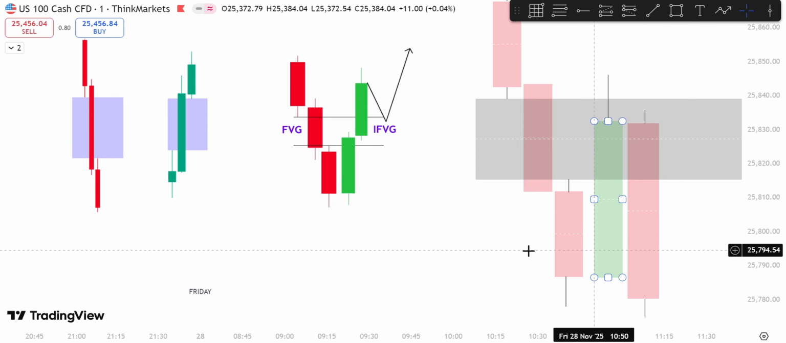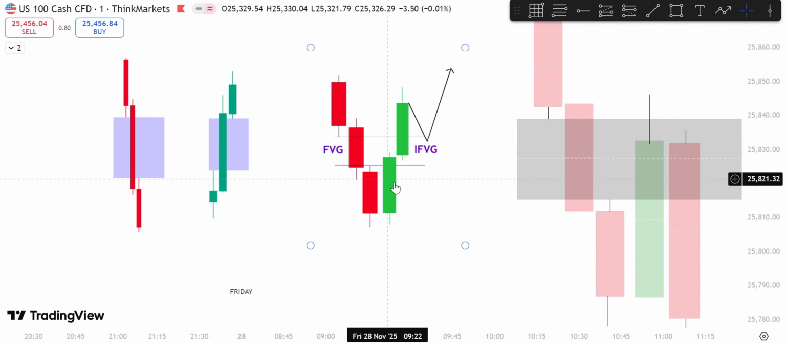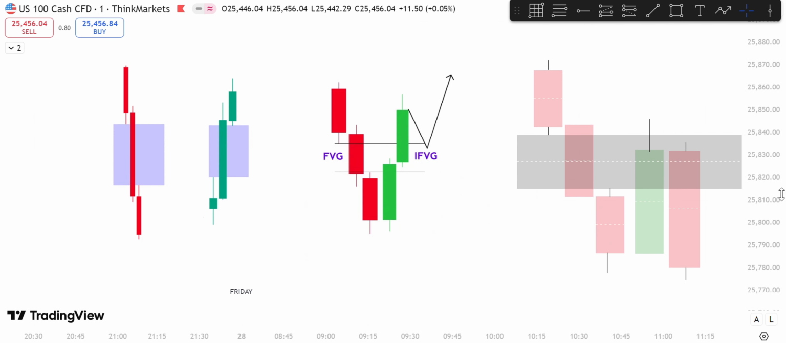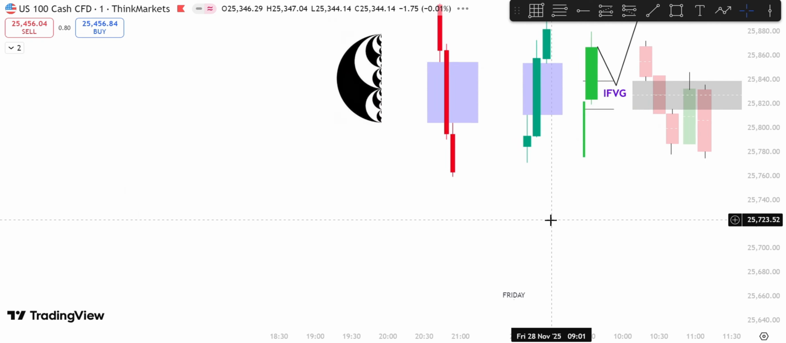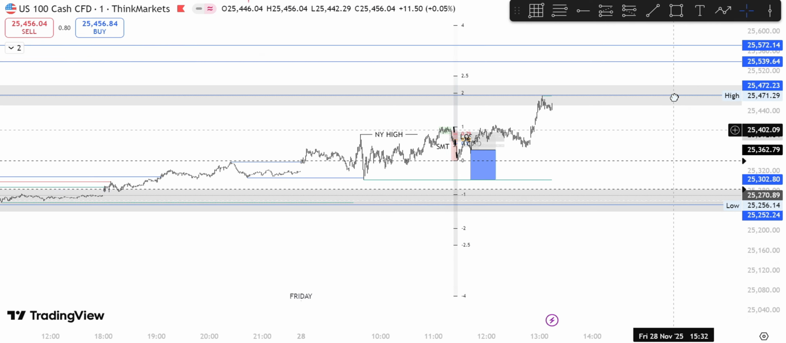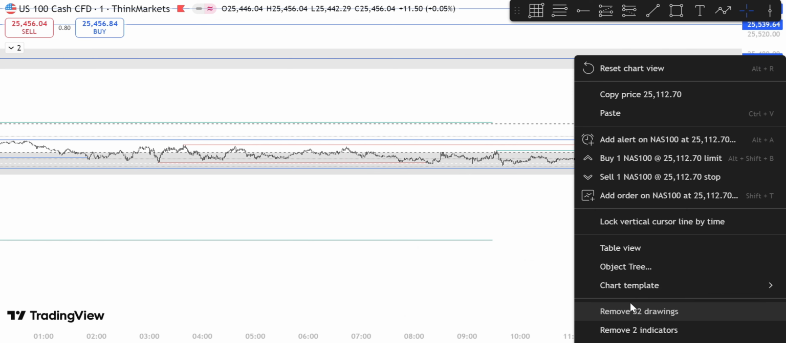So you have to pay close attention to this. And this one is valid because it closed above, right? That is the only thing that you have to learn about this stuff. So let's see some chart examples.